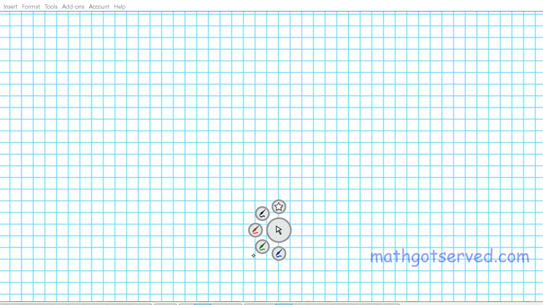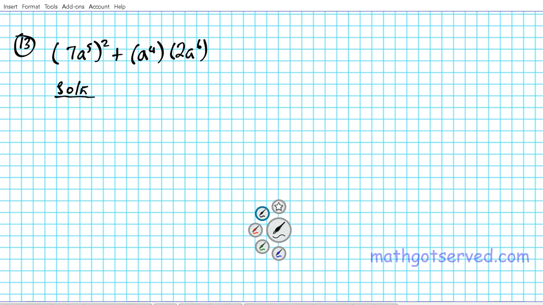Alrighty, let's take a look at question 13. So for question 13, let's say we are to simplify the sum of the powers of two monomials: 7a to the 5th, squared, plus a to the 4th times 2a raised to the 6th power. Alrighty, so let's go ahead and look at this. Here we have 7a to the 5th squared plus a to the 4th times 2a to the 6th.